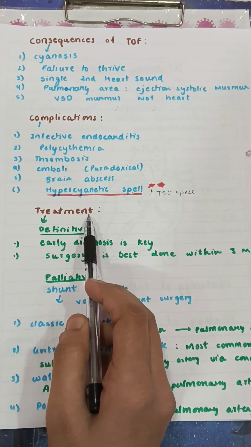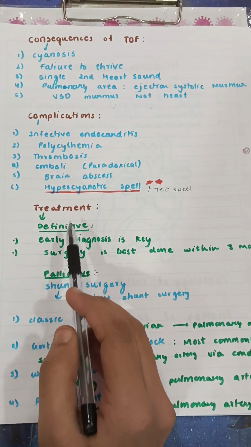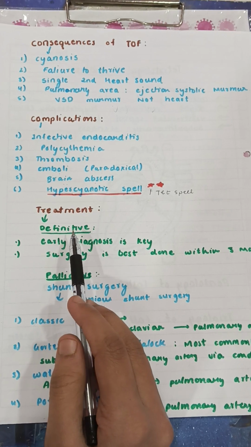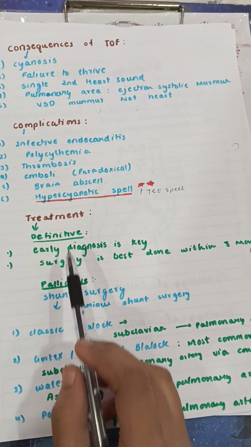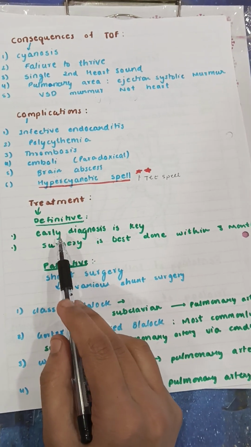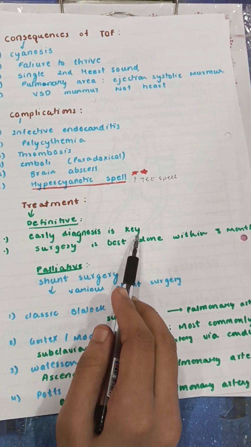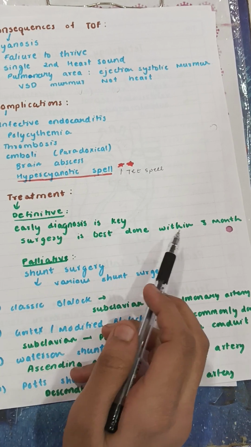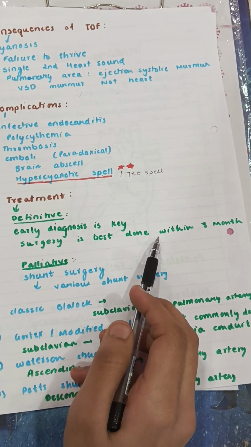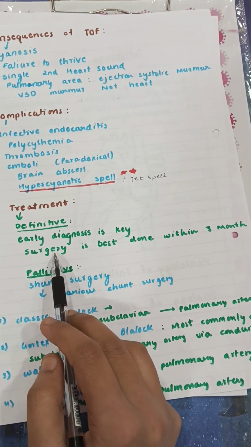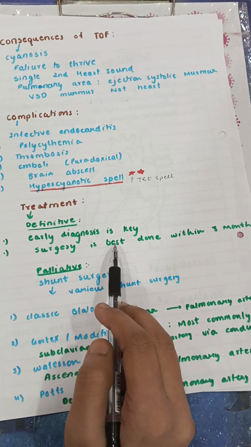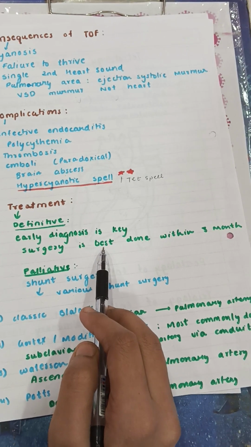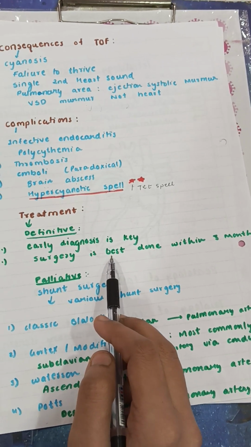Now what is the treatment of tetralogy of Fallot? The treatment is either definitive or palliative. In definitive treatment, as we know, early diagnosis is the key. If the surgery is done within 3 months, the outcomes are very good, means the survival rate will be very high, and the development of complications will be low.